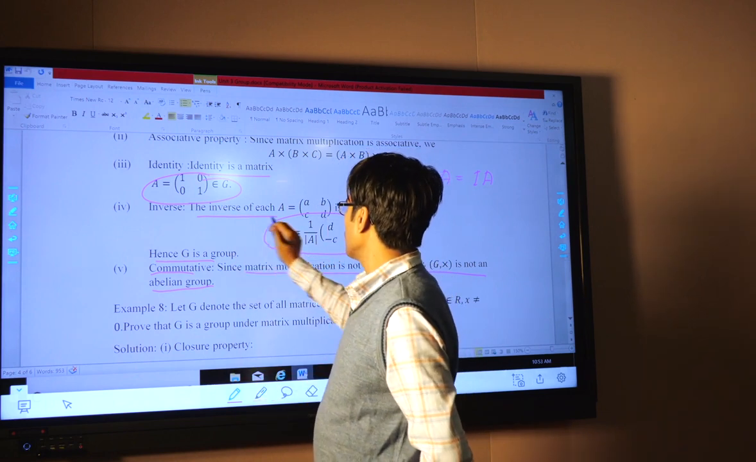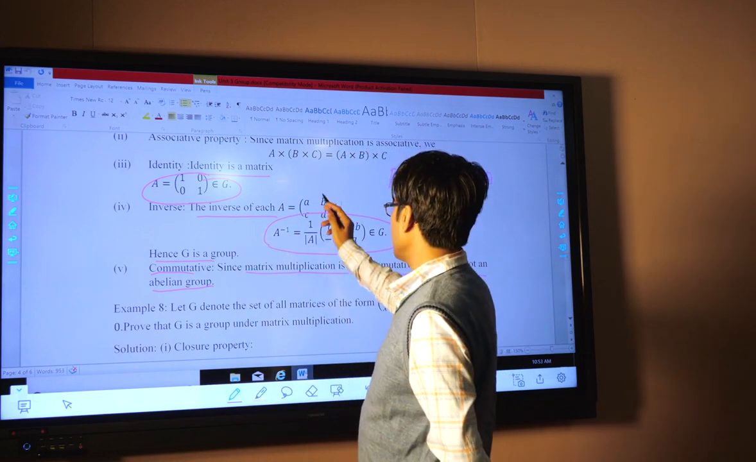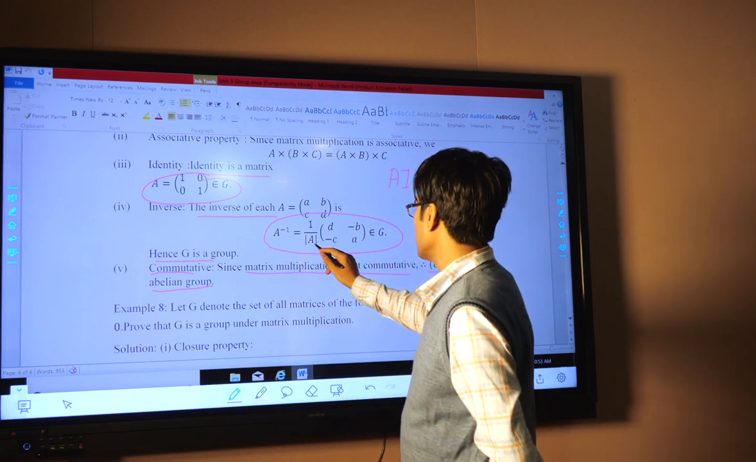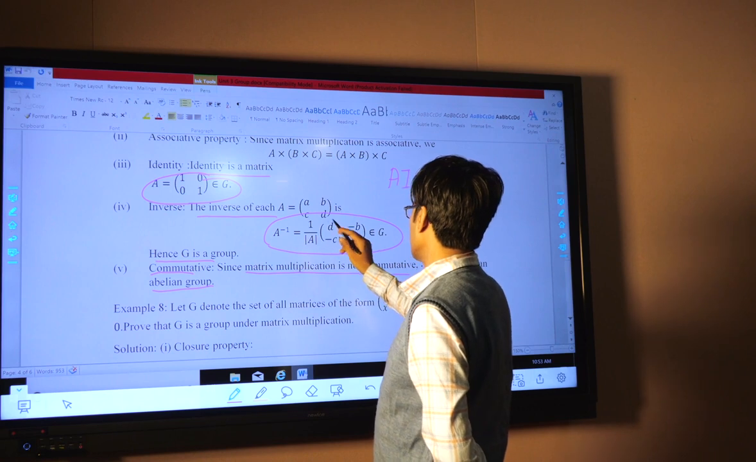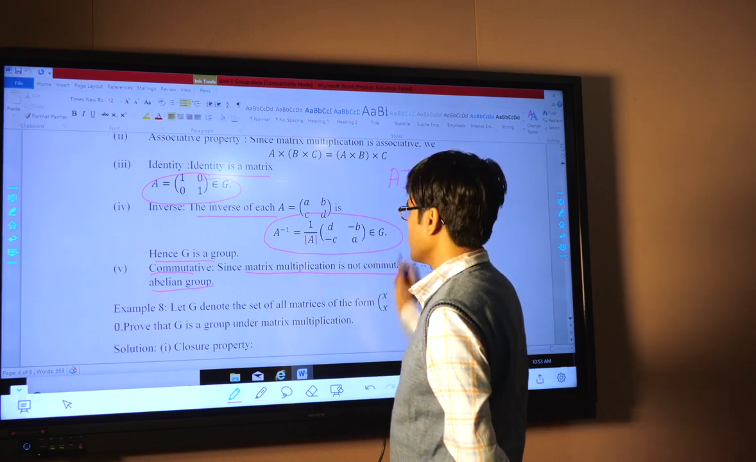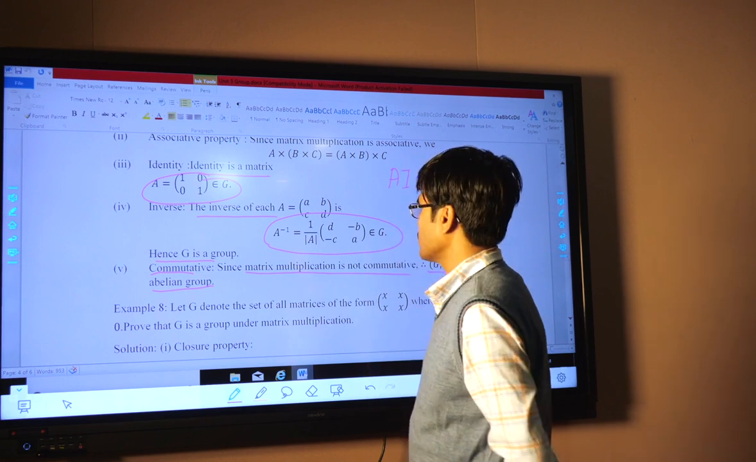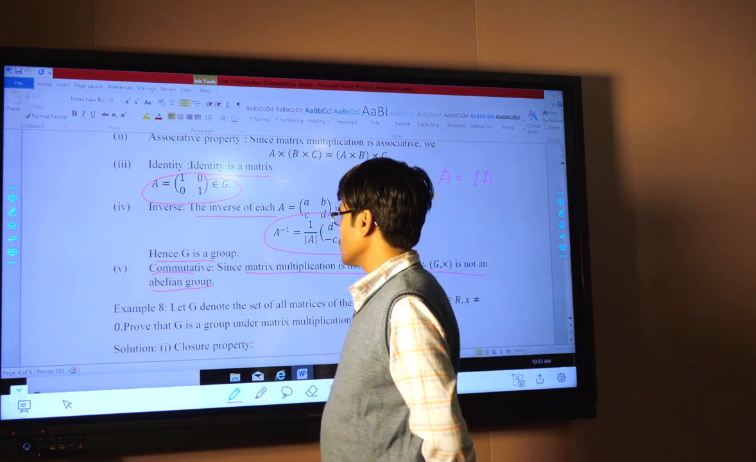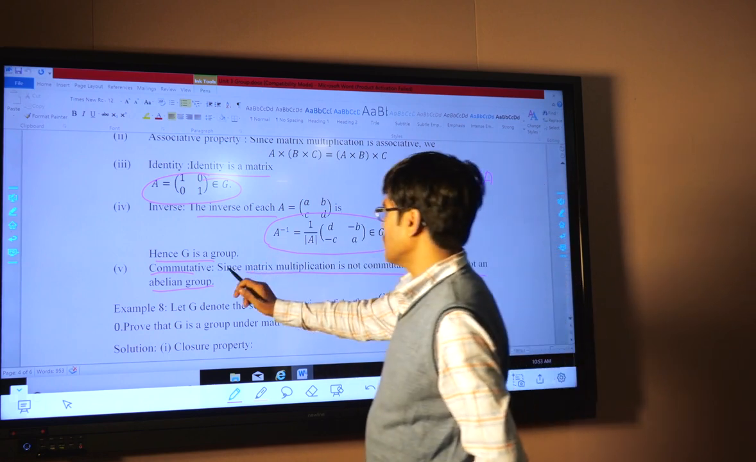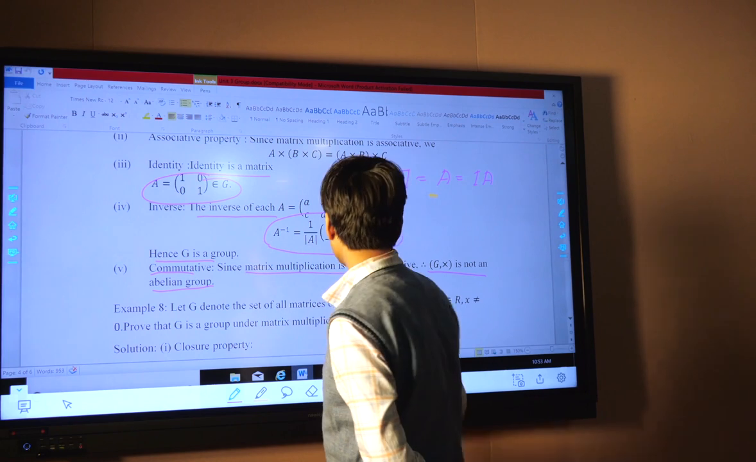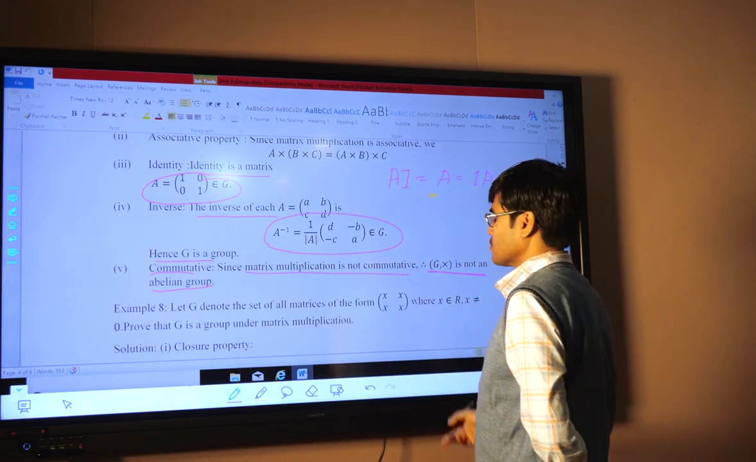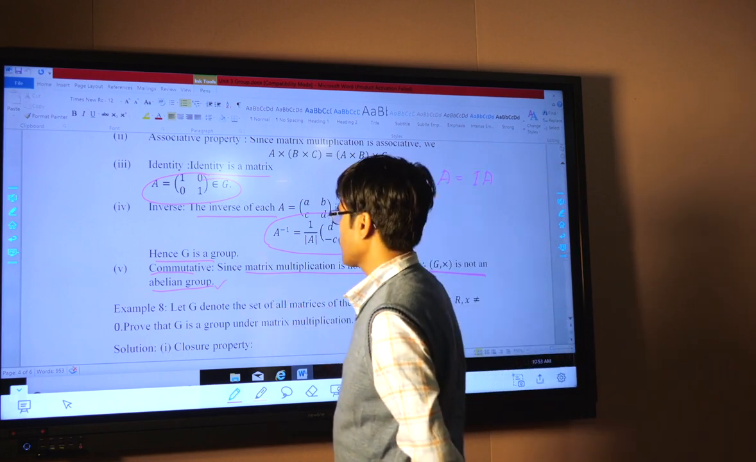So the inverse of matrix A is this: A to the power minus 1 is equal to 1 by determinant of A times the matrix d, minus b, minus c, a, which belongs to G. So all conditions of a group are satisfied. Therefore G is a group. But matrix multiplication is not commutative, so this set with matrix multiplication is not an abelian group.